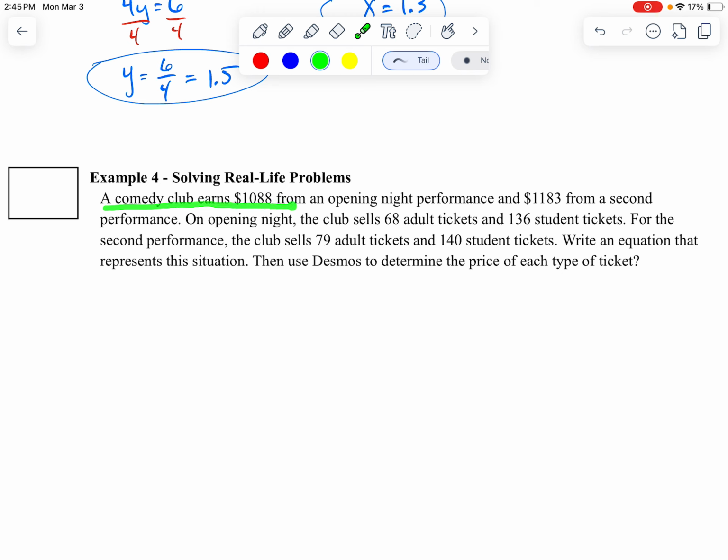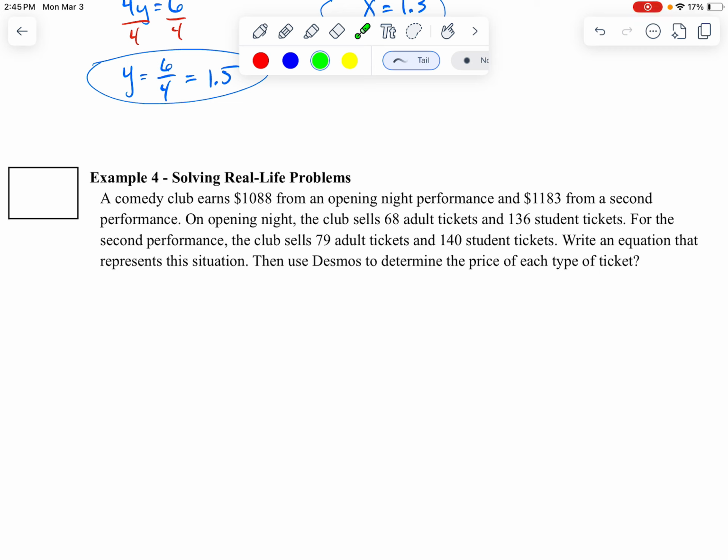Club earns $1,088 on opening night and $1,183 from a second performance. On opening night, the club sells 68 adult tickets and 136 student tickets. For the second performance, 79 adult and 140 student. Write the equations, determine the price of each ticket. Again, I would try to set this up on your own and then come back and check your work.